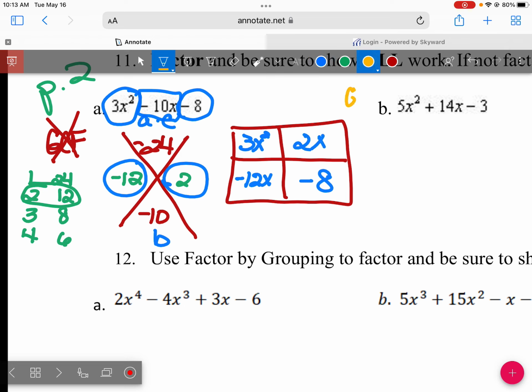Then you need to look for your greatest common factor of each row and column. Looking at the rows, I have 3x squared and 2x. 3 and 2, the only common factor they have is 1. We don't need to put the 1 out front. X squared and x is going to be an x. Negative 12 and negative 8, because of this negative, it is going to be a negative number. 12 and 8, what's the greatest common factor?